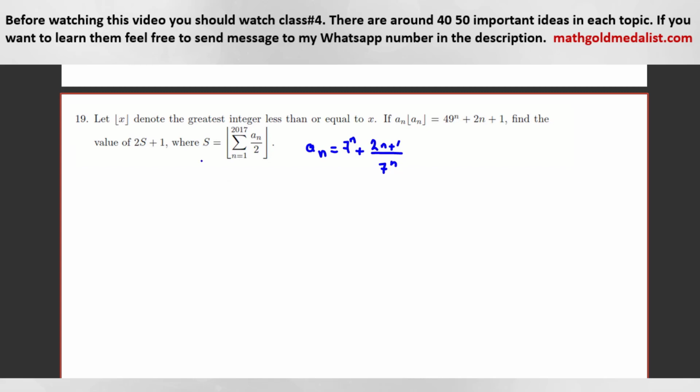Okay, so it says S is sigma of this part. So let's calculate sigma of this part first, n equals 1 to 2017. I call this one, for example, a_n. Then we divide by 2 and we cancel the floor. So it will be what? It will be 7 to the 1 plus 7 squared up to the last one, which is 7 to the n, 7 to 2017.